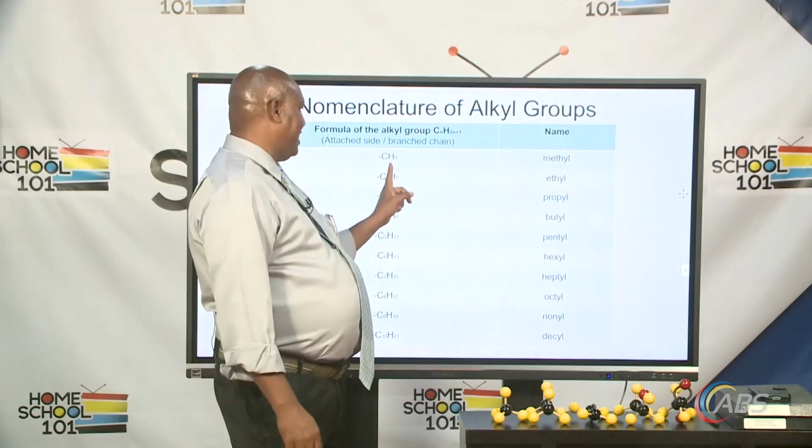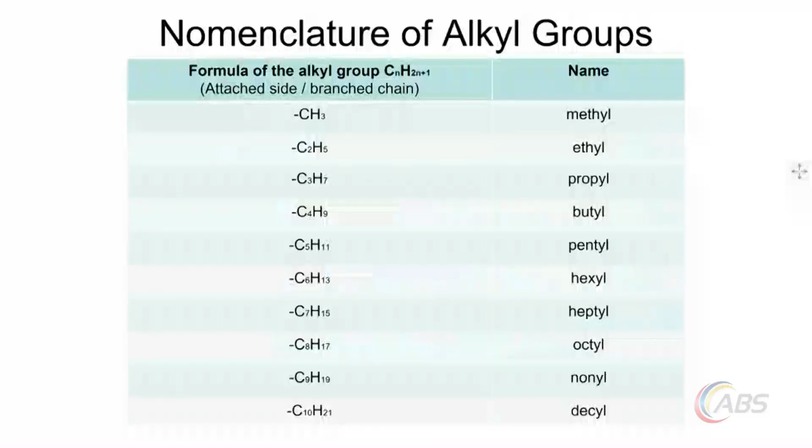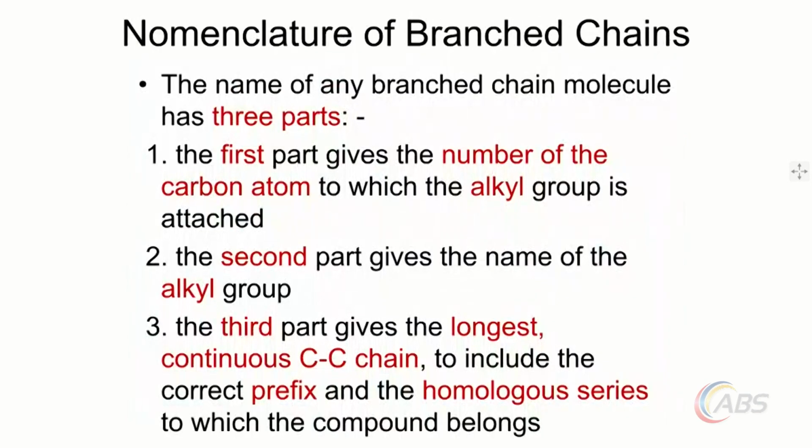So methyl, CH3. Ethyl, C2H5. Propyl, C3H7. C4H9, butyl. C5H11, pentyl. C6H13, hexyl. C7H15, heptyl. C8H17, octyl. C9H19, nonyl, C10H21, decyl. Okay? So this is how we name our alkyl groups or attached groups or the side groups or what we call the branch chains that are attached to our molecules.